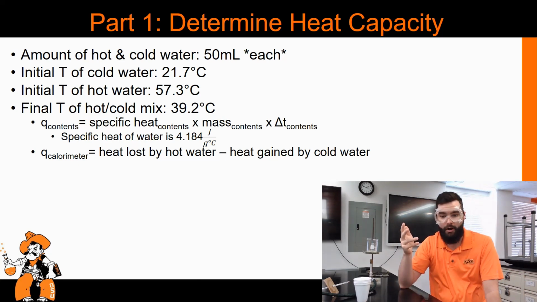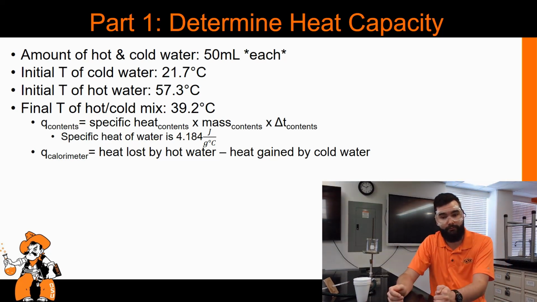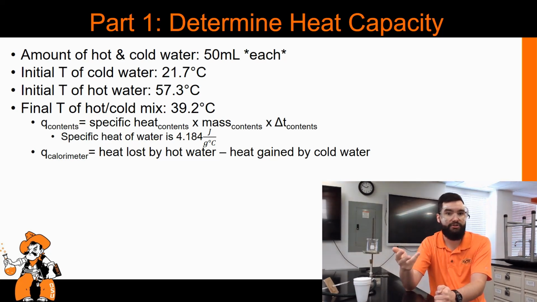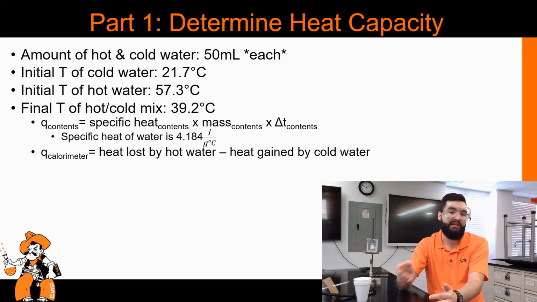Lastly, on part 1 here, we have to determine the heat capacity of the calorimeter. Once you have calculated the heat gained by the calorimeter, which is Q calorimeter, we're going to take that and divide it by the temperature change of the calorimeter. Remember what I said earlier, the temperature change is the same as the temperature change for the cold water. So you're going to take that Q of calorimeter divided by the temperature change, which is somewhere around 18 degrees Celsius, and you will get the heat capacity of the calorimeter in joules per degree Celsius.